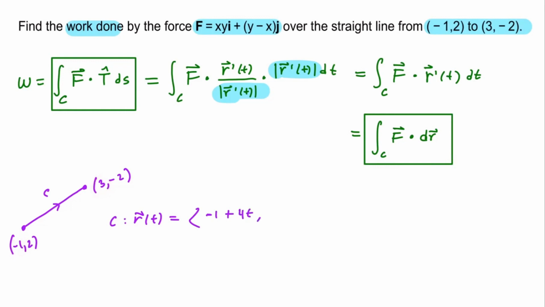And then the y component will have its initial point at 2 plus the direction, that would be -2 minus 2, that's -4, times t. So I'm just going to go ahead and write 2 - 4t. And we know t is going to go from 0 to 1. So that's our smooth parametrization of the line segment. Now we're going to compute its derivative because we're going to need that for our integral. Taking the derivative is just the direction. So for the x component, we have 4, and for the y component, -4.